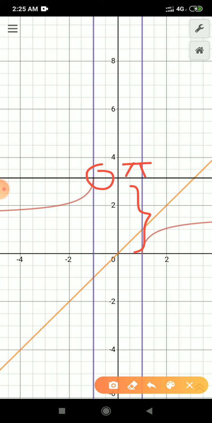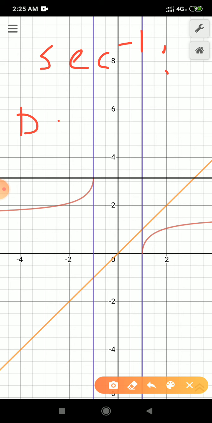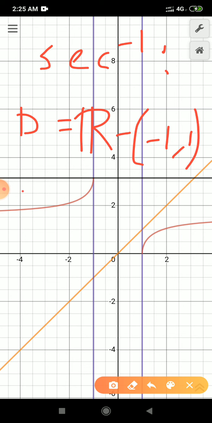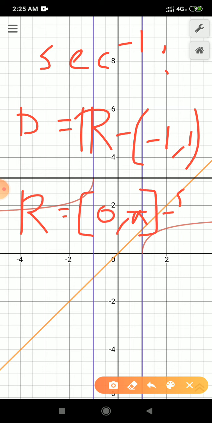So we can say that the domain for sec inverse is R difference -1 1, and the range should be 0 to pi except the point pi by 2. Okay, so these are the information for sec inverse.